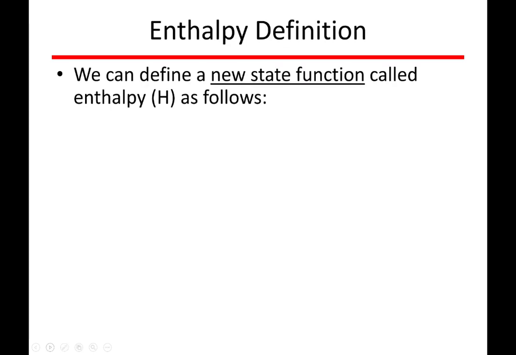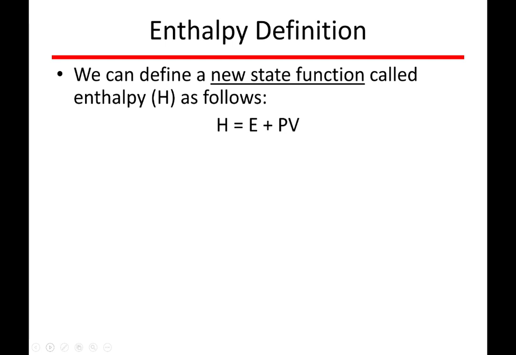What we're going to do is define a new state function called enthalpy, and we use the letter capital H to represent that. And the definition is enthalpy is equal to internal energy plus the product of pressure and volume. Another way of saying that is that the enthalpy that a system has is equal to the internal energy of the system plus this extra factor of PV.